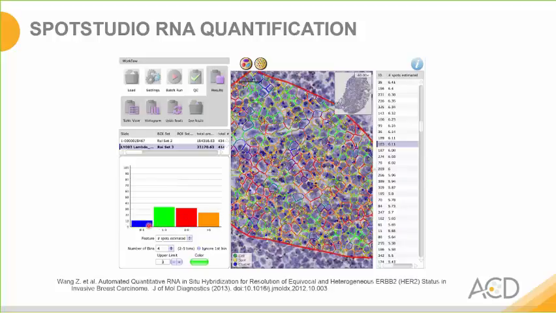So the analysis shows approximately 10% blue cells that have 0 to 1 dot per cell, and so the blue cells are highlighted by the blue boundaries. Similar for green, where approximately 30% of the cells contain between 1 and 3 dots, and so forth.